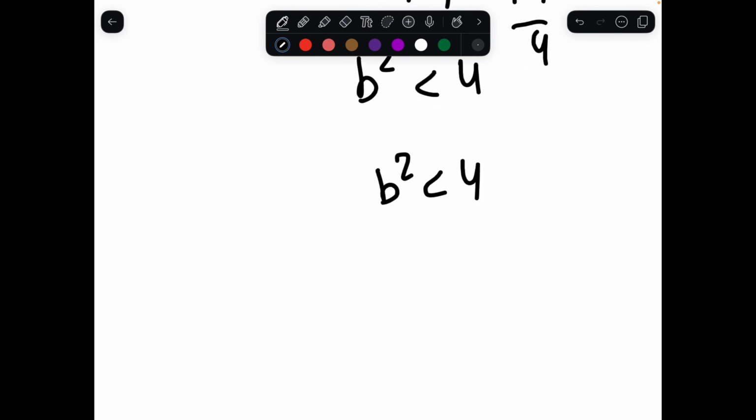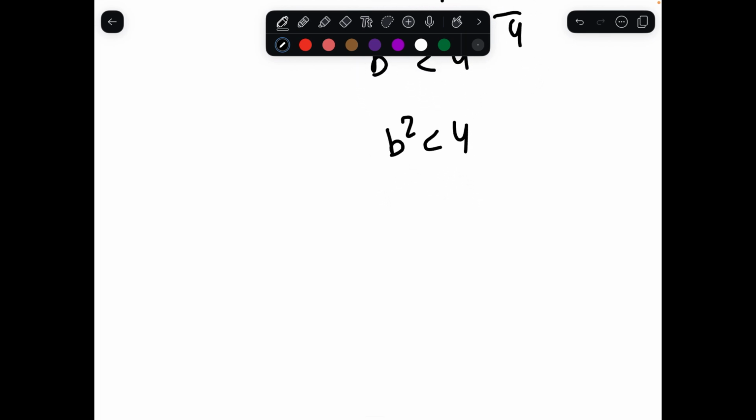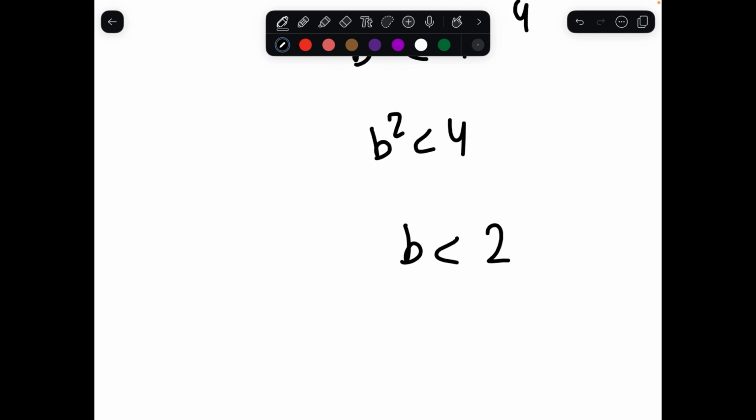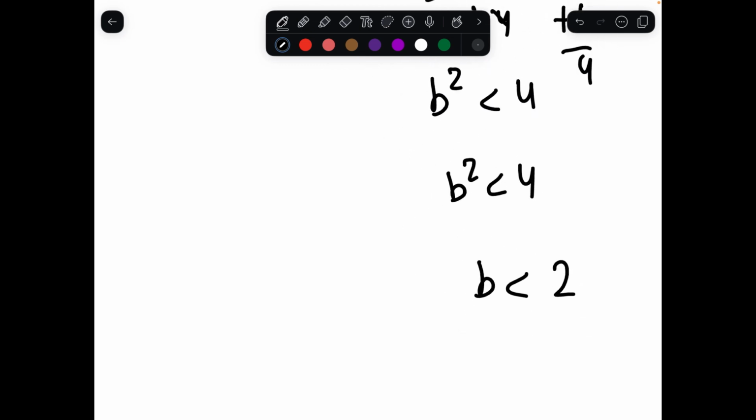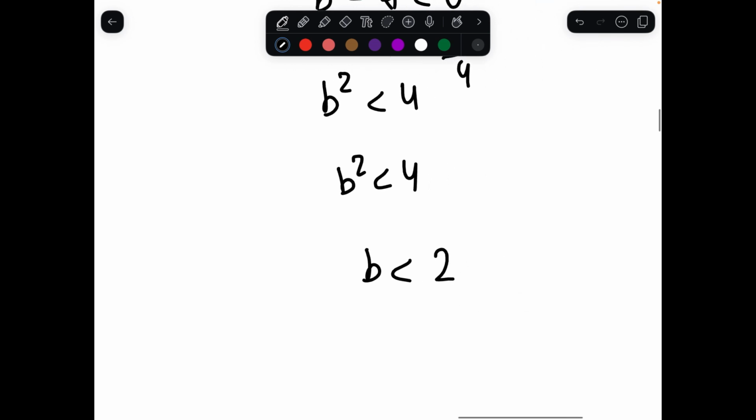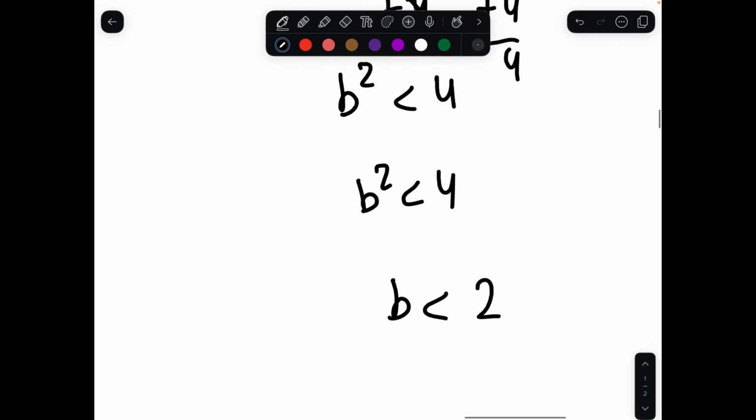So the thing to realize here is that this tells us two things, that b has to be less than 2, right? Because let's say b was greater than 2. If b was 3, 3 squared is 9, and 9 is not less than 4. So b has to be less than 2 in order to follow this inequality.